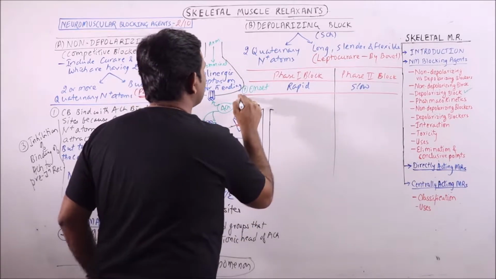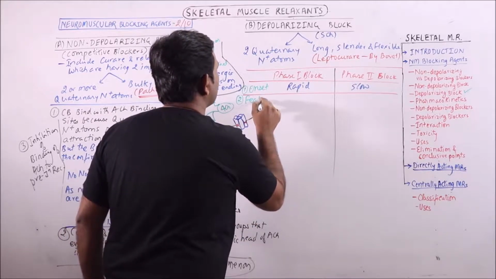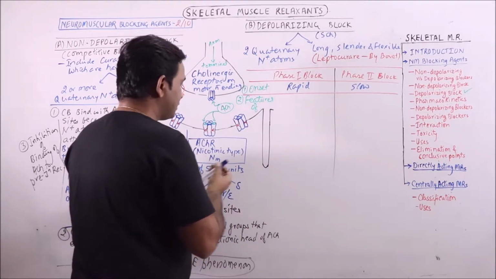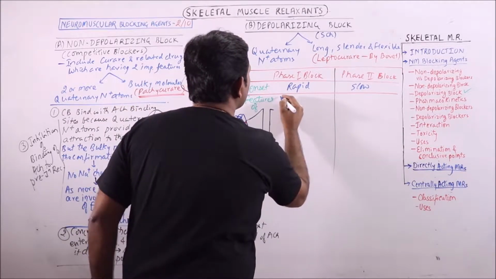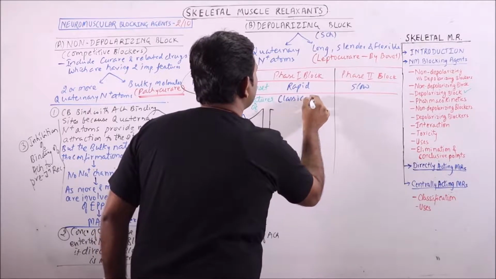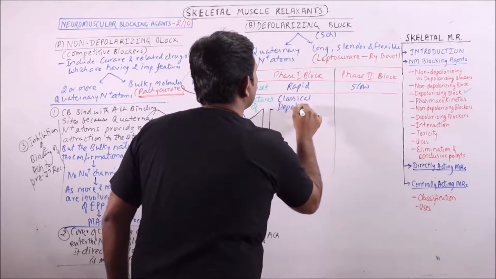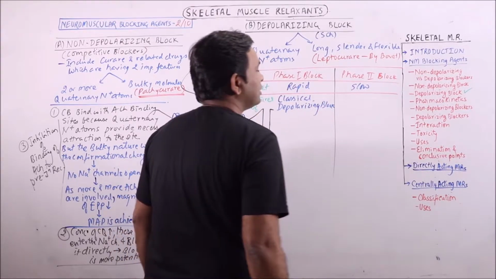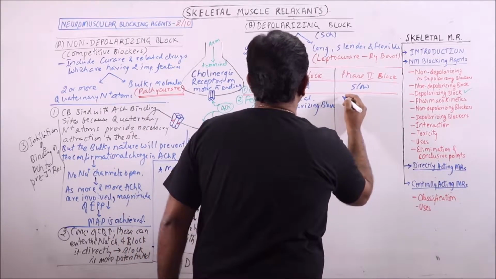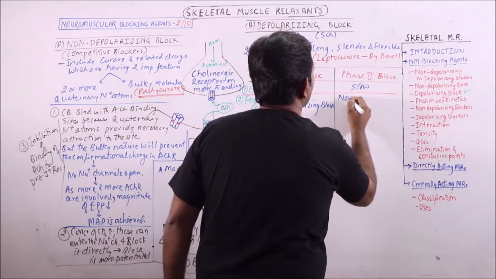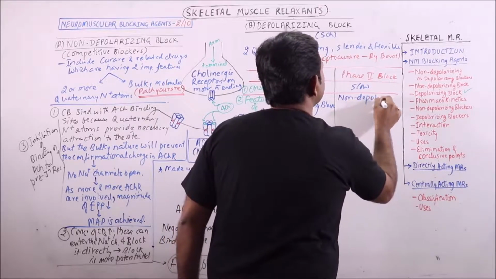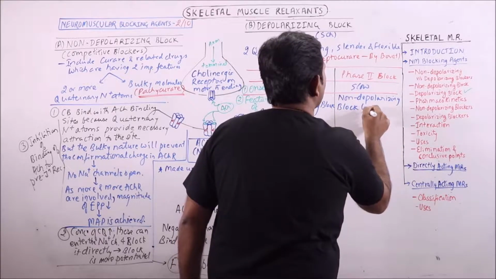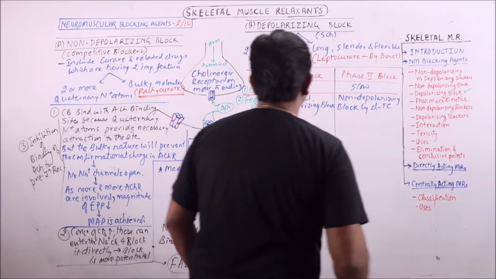Features of phase 1 block is having the typical features of classical depolarizing block, while the phase 2 block represents the picture of non-depolarizing block by depolarizing agents.